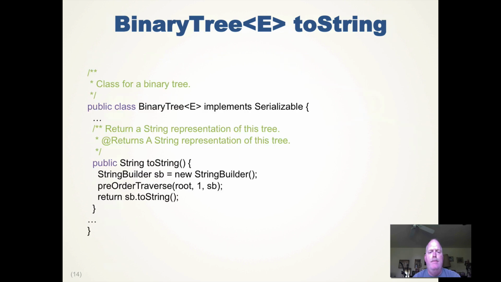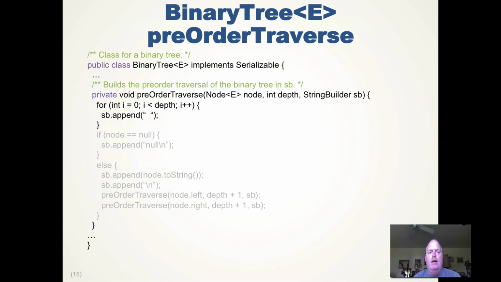So what does that code look like? First off, the toString method uses a preorder traversal. We create a string builder to actually do the appends and build up the string, and then we do the preorder traversal of our tree, and then we return the string builder's toString, so we have the correct string being returned. And so what is the preorder traversal? Again, first off we're going to get the indentation correct. Based upon the depth that we're at, we create that many spaces, and then we visit the root of the node.